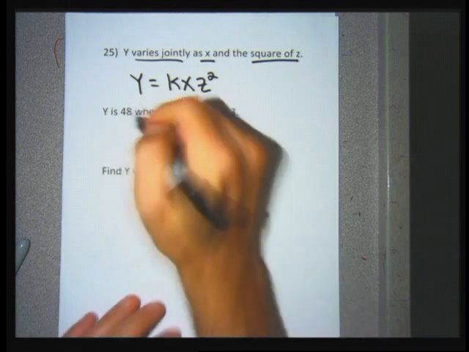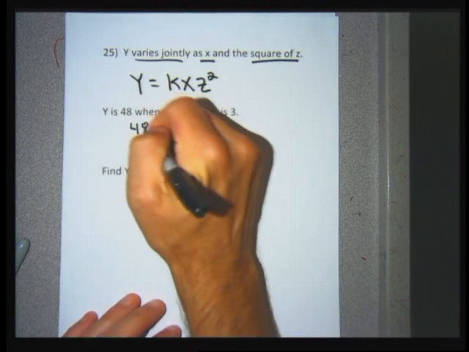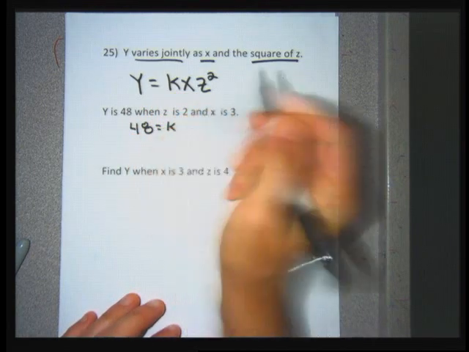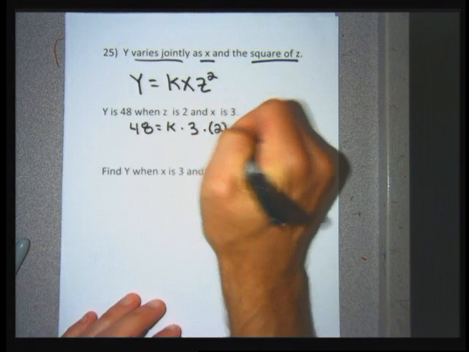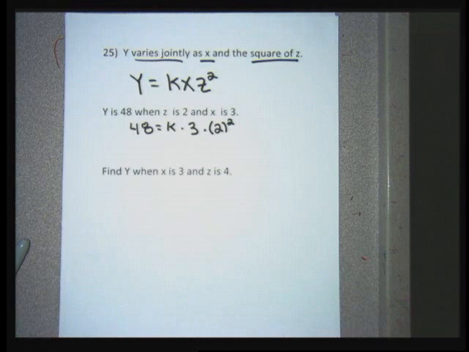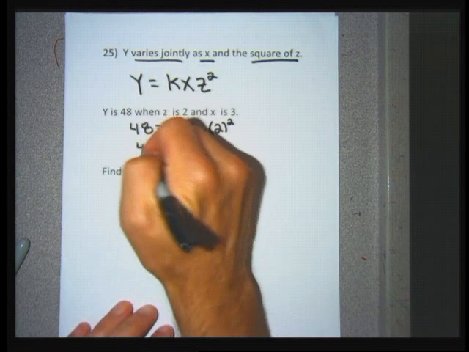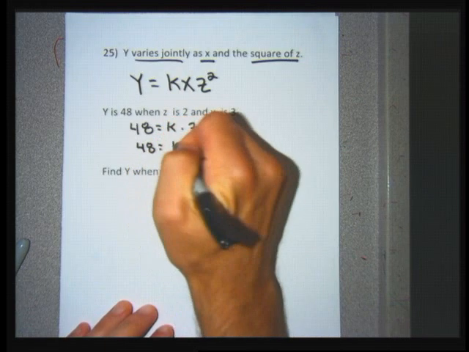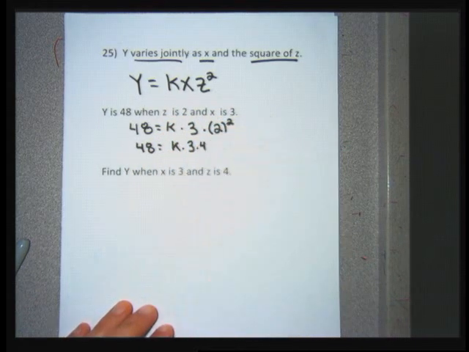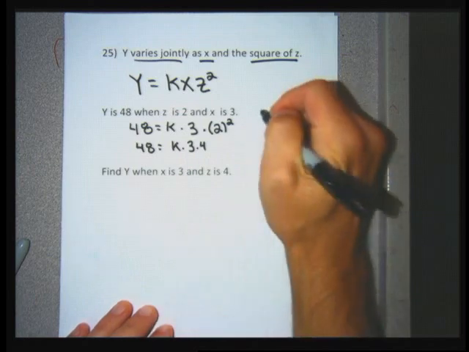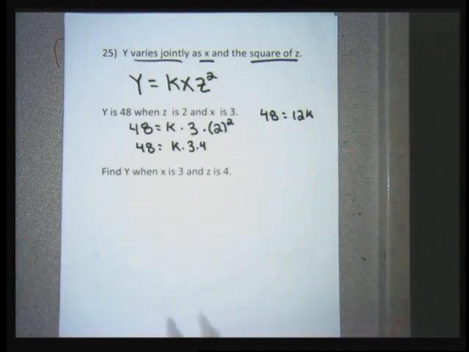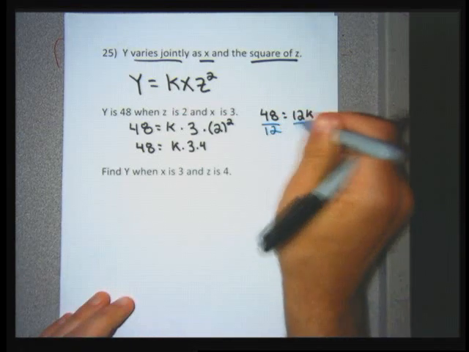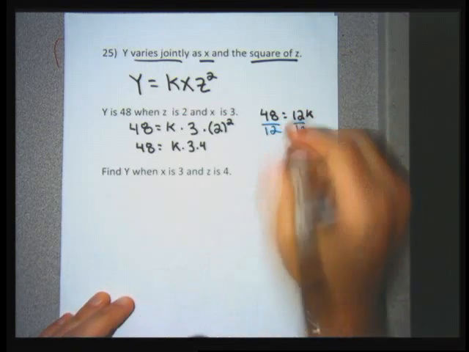Second sentence, I plug in 48 for y, leave the k alone, plug in 3 for x, put in 2 for z, so I get 48 equals k times 3 times 2 squared. Do exponents first. This is going to give me 48 equals k times 3 times 4. That's going to give me 48 equals 12k. And when I divide both sides by 12, I get 4 equals k.